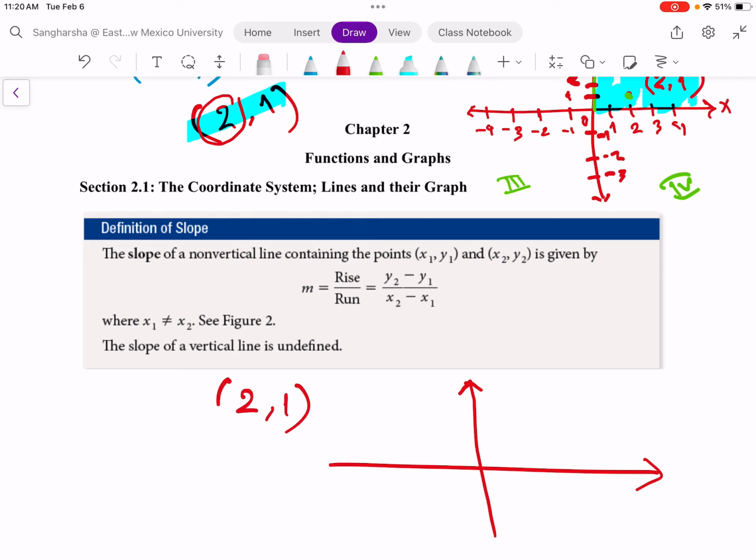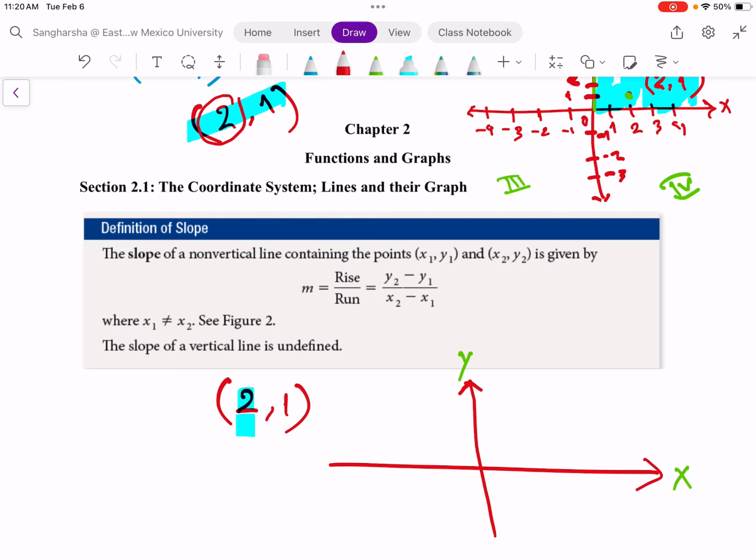Here the x coordinate is 2. It means the point is 2 units distance from the y-axis. Our y-axis is this vertical line, and the x-axis is the horizontal line. Every time, the x coordinate tells us how far a point is from the y-axis, or how far the point is along the x-axis. So it's the same thing.